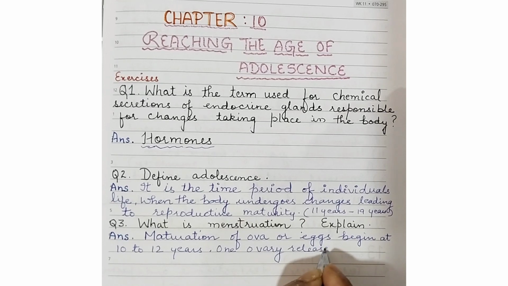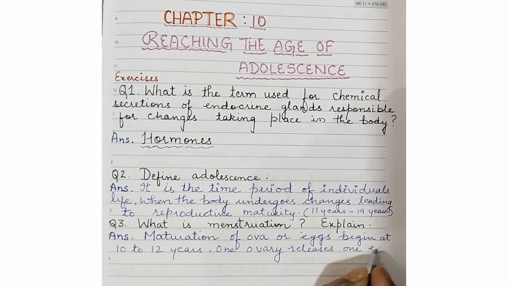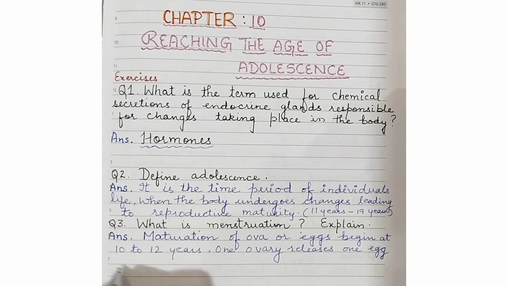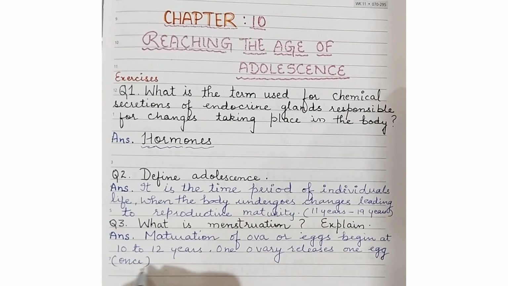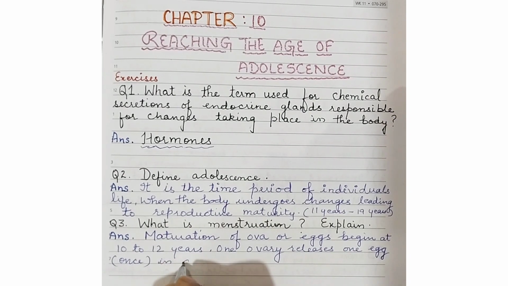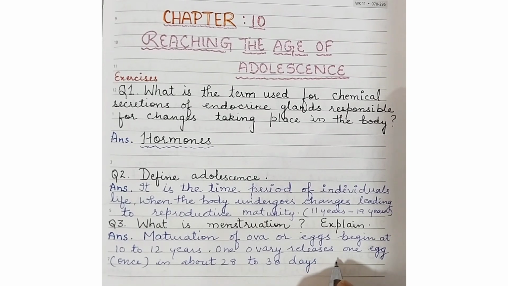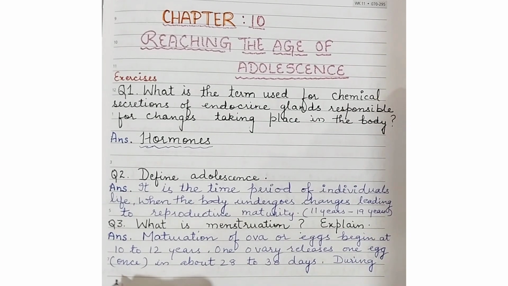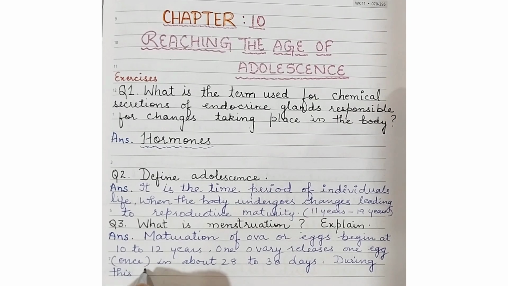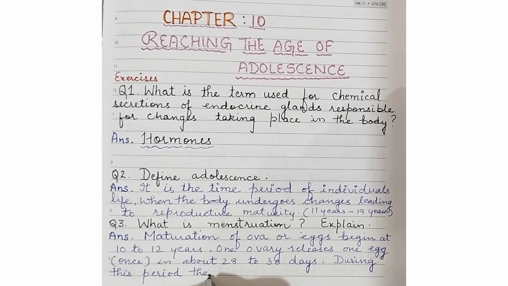As the maturation of ova or eggs starts at the age of 10 to 12 years, remember this: out of our two ovaries, only one ovary releases one egg at one time, in about 28 to 30 days. This is the important part that you all must know.